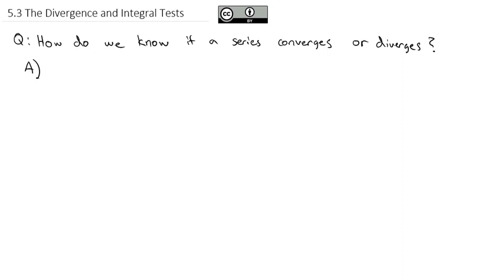So the first way we can do this, and this is really the first test we should always do when trying to decide if a series converges or diverges, is called the divergence test. It's a quick test that will tell us if a series diverges or if we're not sure. What we do is we consider the sum as n goes from 1 to infinity of a sub n. We're looking at some series, some sum.